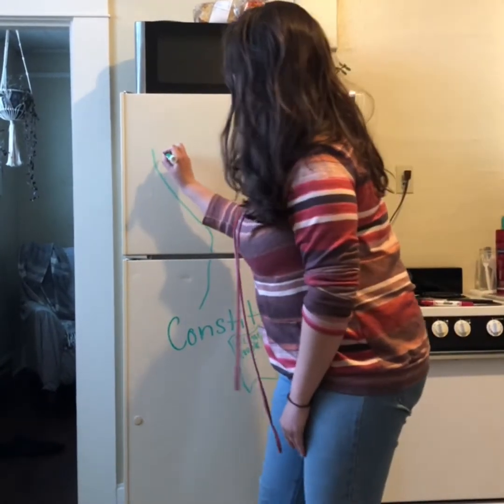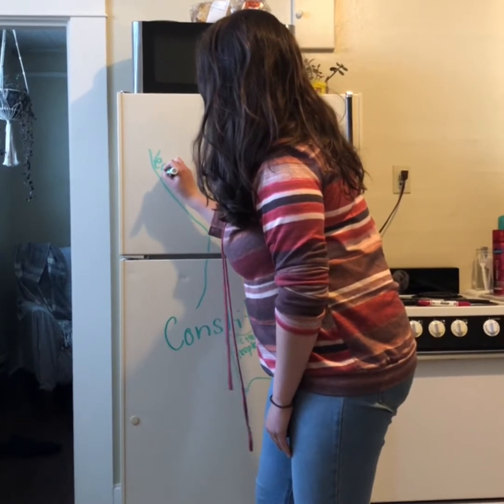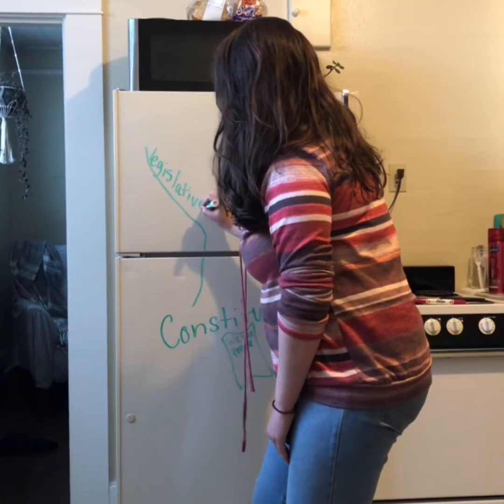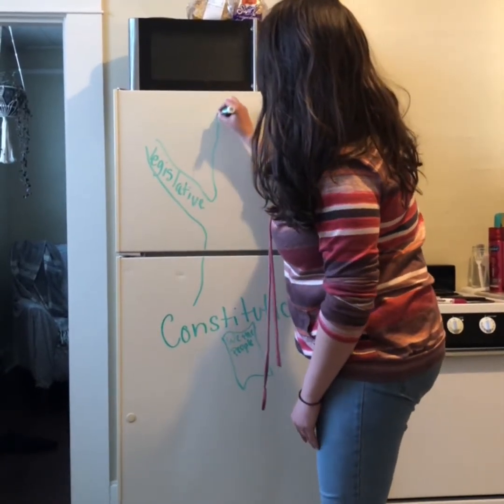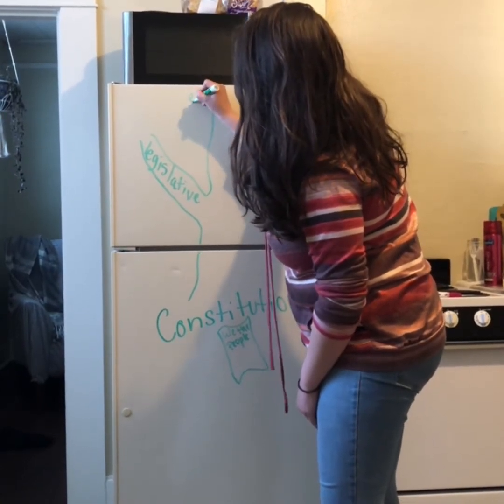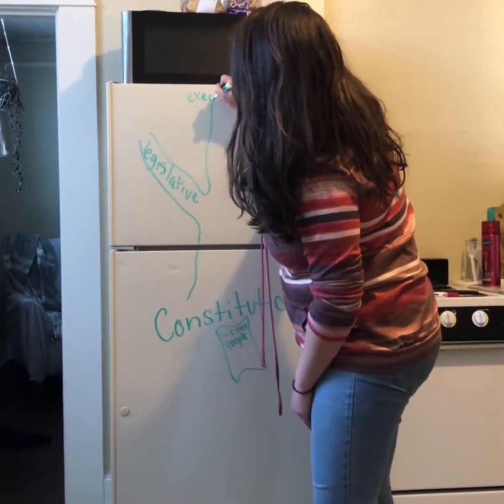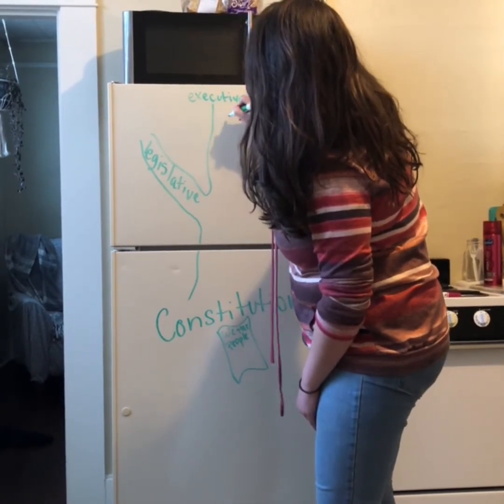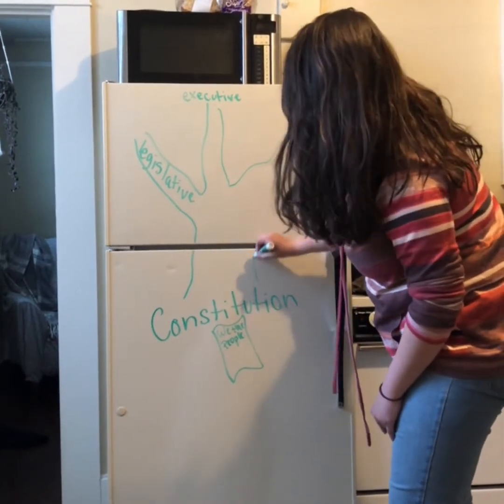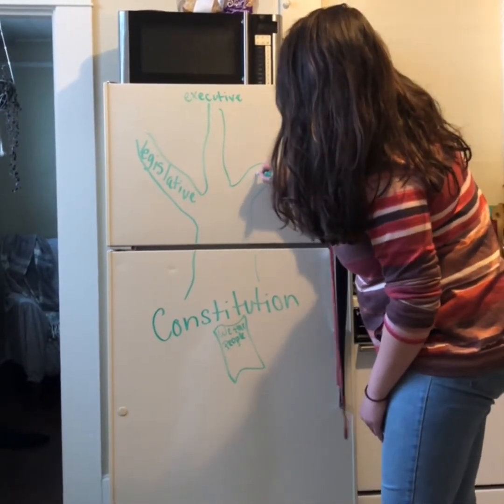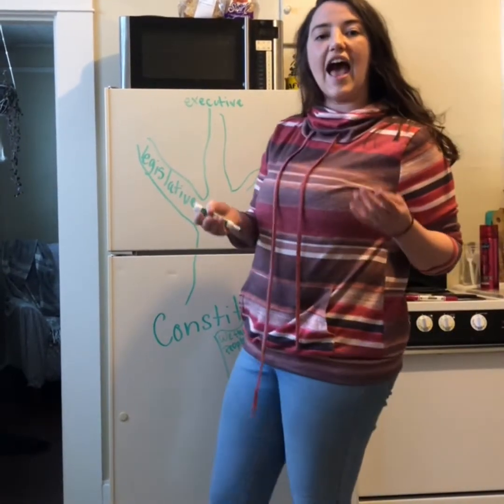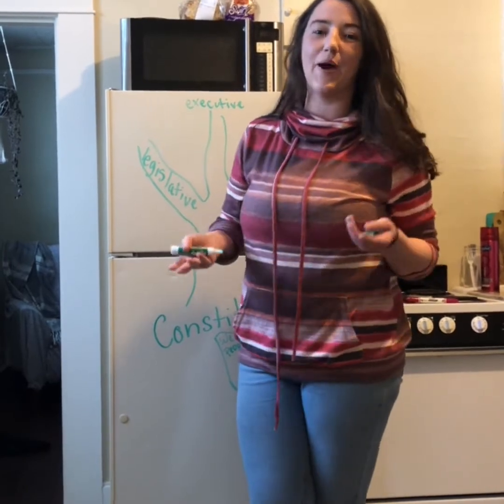Our first branch is going to be the legislative branch. Legislative. Our next one is going to be the executive. And I'll write that right up here, that way it's easier to read. Executive. And our next one is going to be the judicial branch. Judicial. And each of those are going to have their own checks and balances, which I'll get to now.